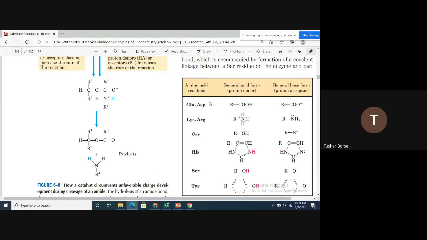And the second one, what you can see is the different R groups. So you can see here, it is glutamate, aspartate, lysine, arginine, cysteine, histidine, serine, tyrosine. So all of them have some R groups which can act as a donor or acceptor. So these are the two forms which are shown. One is the proton donor form, one is the proton acceptor form. So these R groups of the amino acid residues also play an important role in the general acid base catalysis, right? So this is one of the mechanisms whereby the enzyme and the substrate reaction can occur.